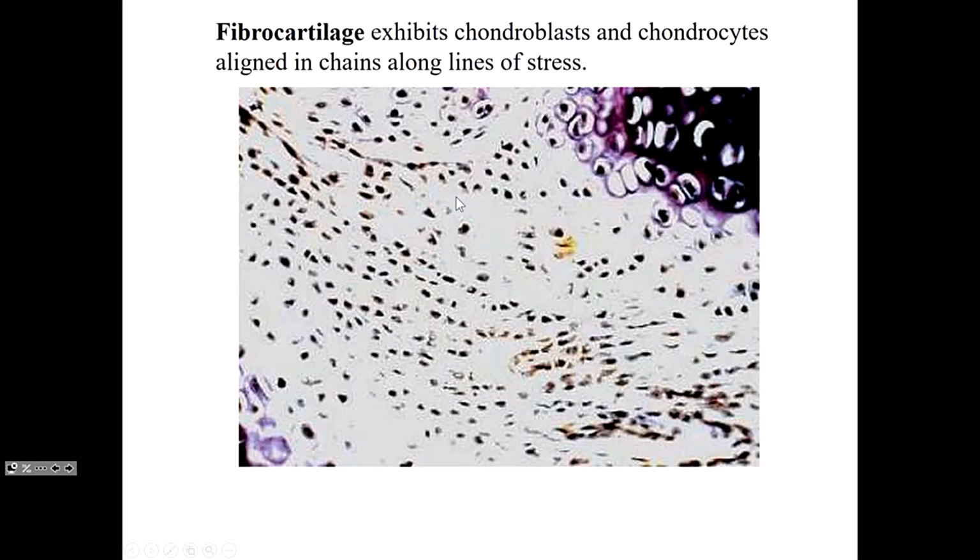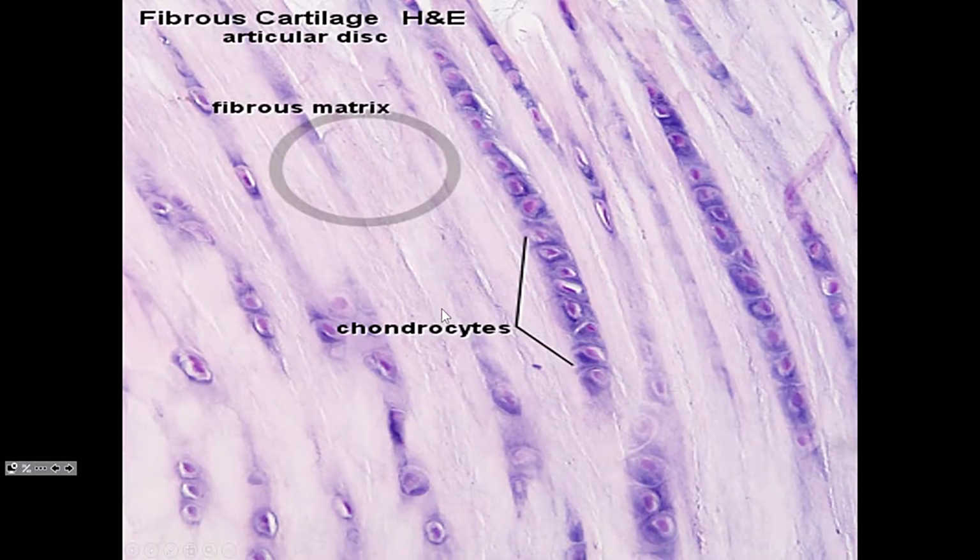So here again is fibrocartilage. You can see the cells arranged in these long chains, which is histologically characteristic of fibrocartilage. You won't see cells arranged in long chains like that in either elastic or hyaline cartilage. Again, look at how these cells are arranged in these long linear chains. These chondrocytes, long chains of cells, very characteristic of fibrocartilage.